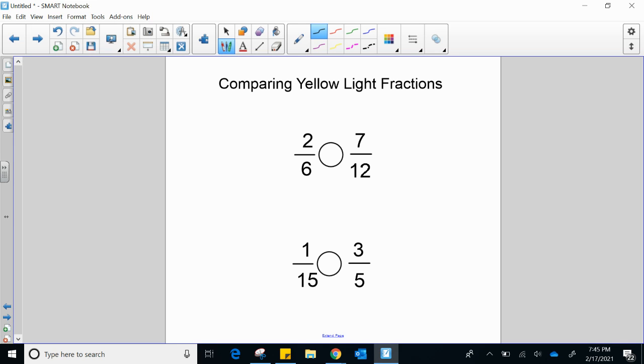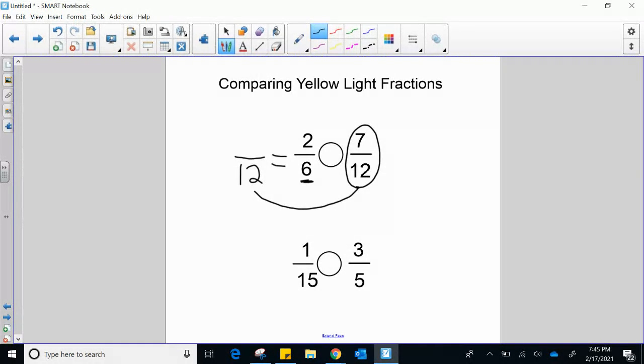Okay, so in this video, we're going to work on comparing yellow light fractions. Yellow light fractions means we only have to change one of the fractions. One of the fractions gets to stay the same. The one we're going to change is always going to be the one with the smaller denominator. The one that's going to stay the same is the one with the bigger denominator. Our goal is to create an equivalent fraction that matches the bigger denominator.